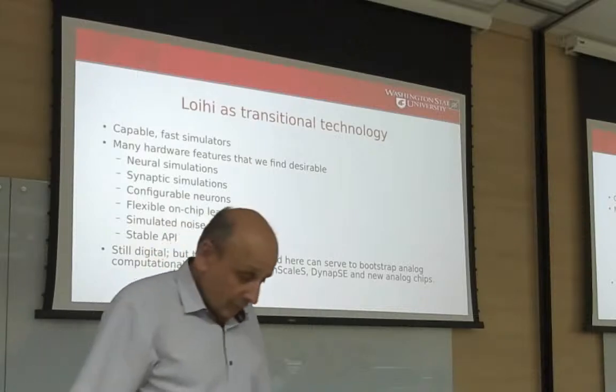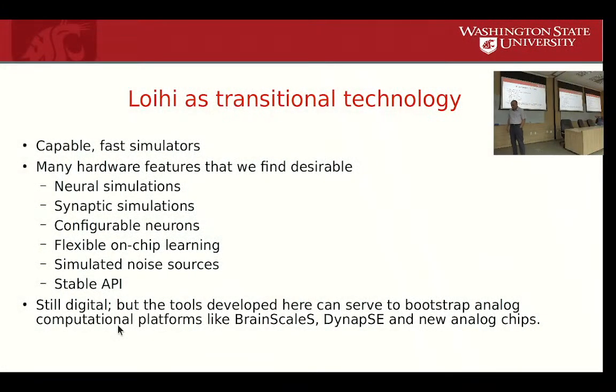Why do we think of it as transition technologies? They are very capable, very fast simulators. They do have many hardware features that we find desirable from the modeling perspective. So, like neural simulations, synaptic dynamics, synaptic simulations, configurable neurons that more or less naturally match models that we, in the sense of the community, have been running for the last 20 years at least, maybe 30.